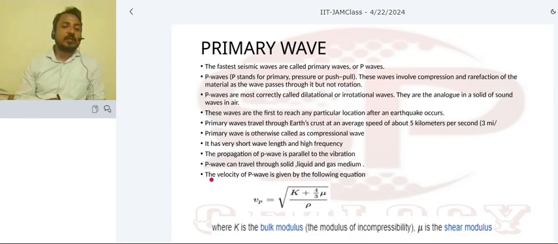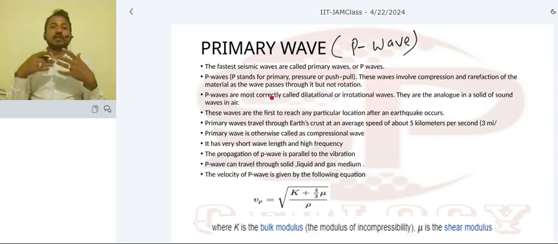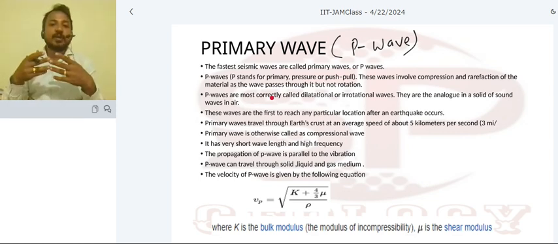First, we'll see the primary wave, or P wave. The primary wave is the fastest wave. It can be felt during the earthquake.